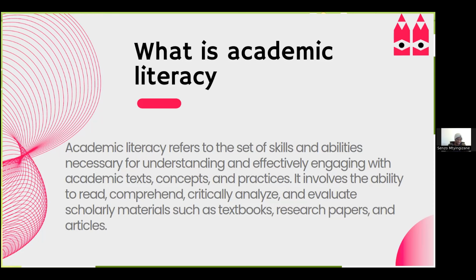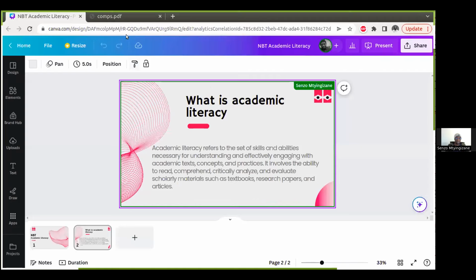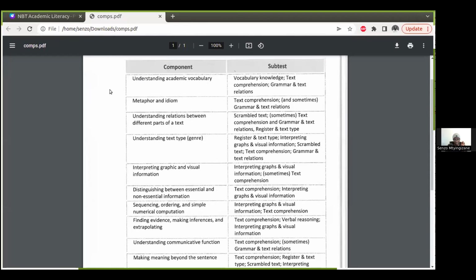All right, cool. So what are some of the components that are going to be included in this test? These components are listed right here. Number one is that you need to understand academic vocabulary. There's vocabulary for everything, right? There's vocabulary that you use when you speak with friends, so you might use more colloquial language. But academic language is more formal language. So you need to be able to understand that academic vocabulary. Some of the things that are going to be tested there are your knowledge of the vocabulary, your ability to comprehend information, and also your grammar and text relations.